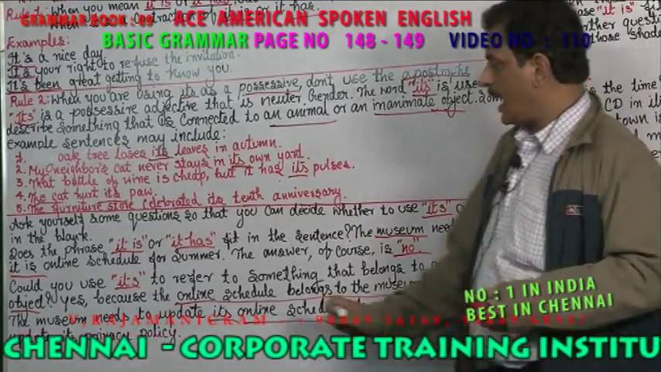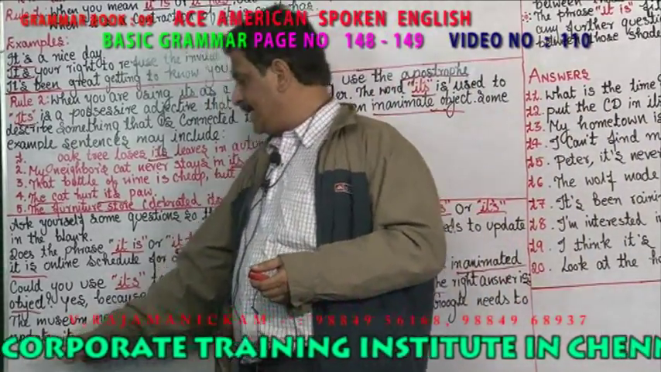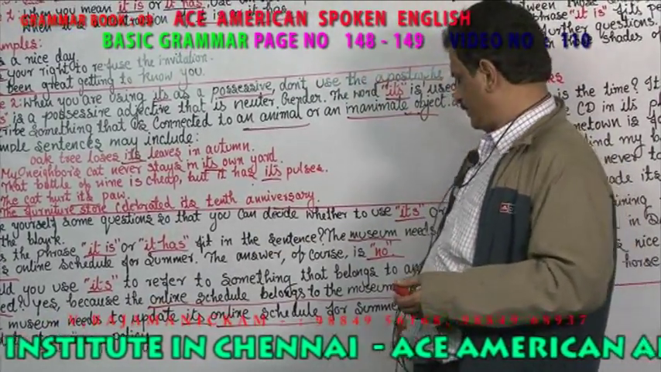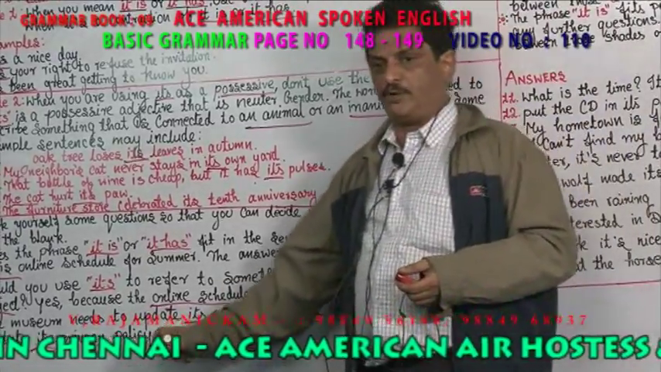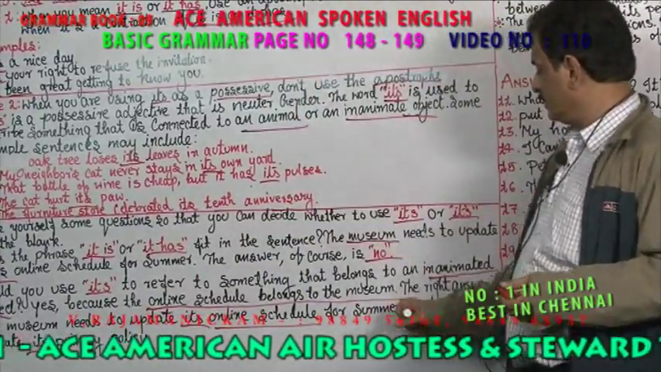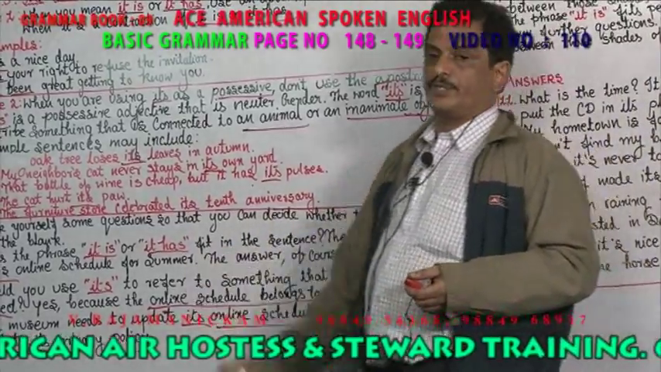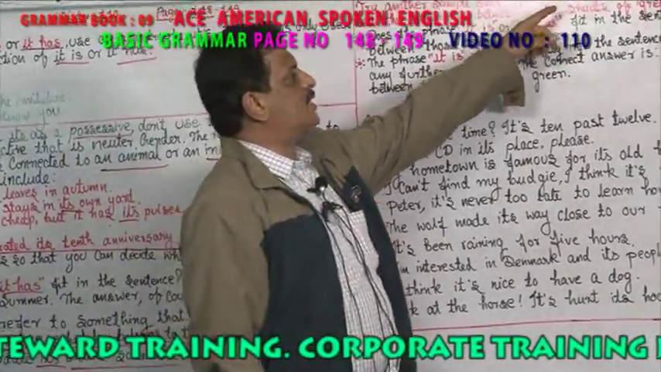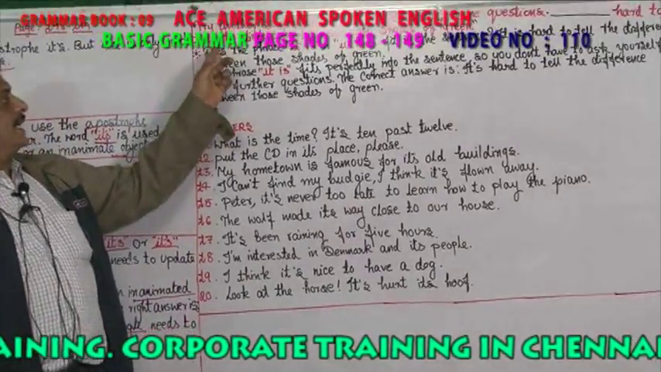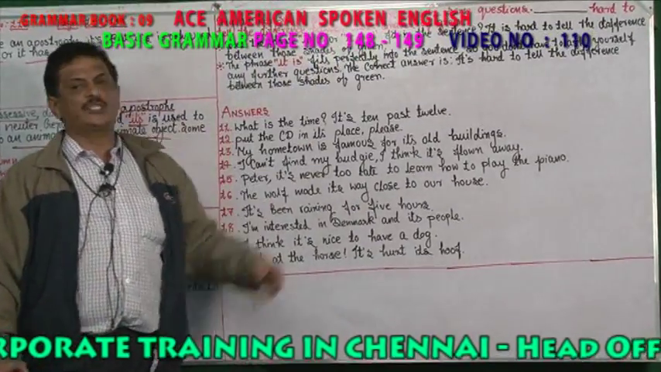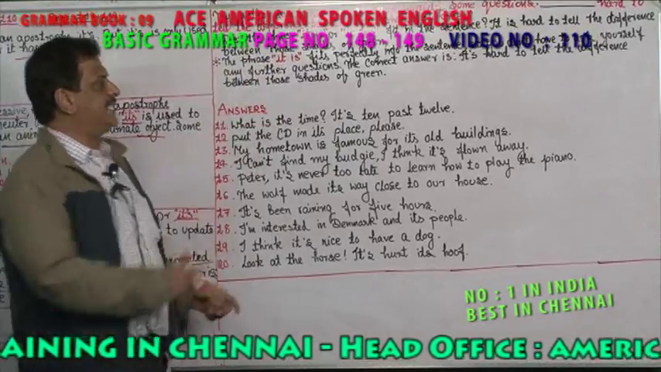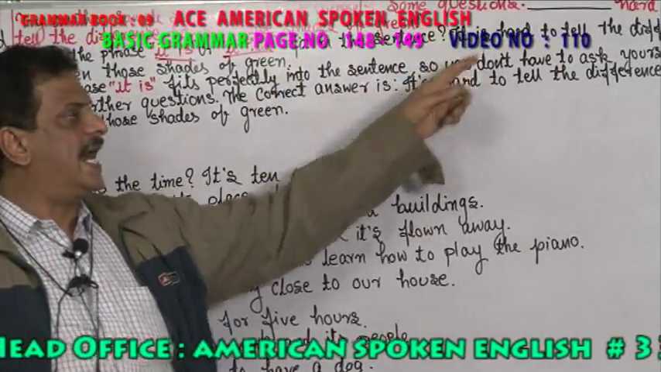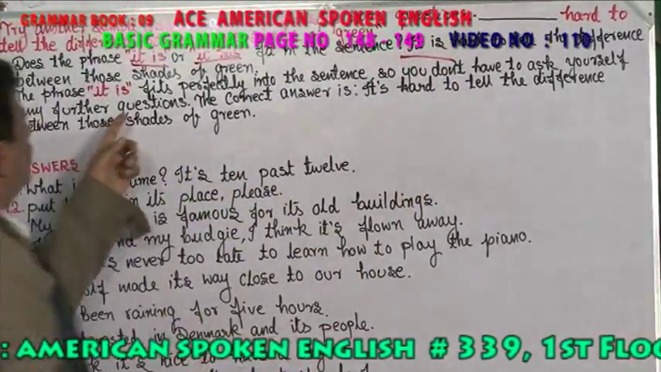So, Google needs to update its privacy policy. So, it stands for what? It stands for Google, right? So, you have to use its without apostrophe. Now, coming here, try another sample sentence and ask yourself some questions. What are they? Tell the difference between those shades of green. See here, does the phrase it is or it has fit in the sentence? It is hard to tell the difference between those shades of green.